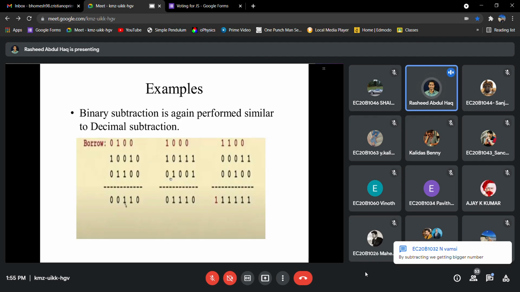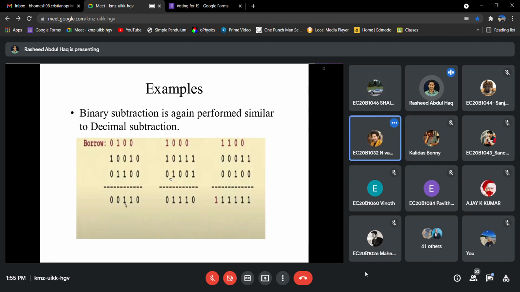So shall we move to the binary multiplication? One doubt. Yes. Sir, when we subtract, the number should be decreasing, sir, but in the third one, the number is increasing. The value. That is what I'm saying. It's a minus. That borrow indicates the minus. Oh, okay, sir. When you subtract a large number from a smaller number, we'll get a negative, right? Yes. Okay.